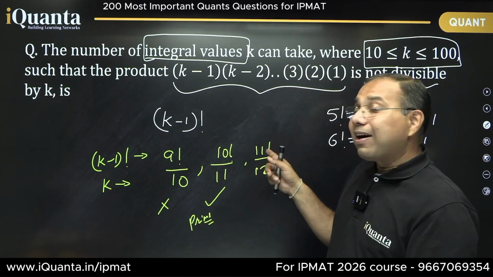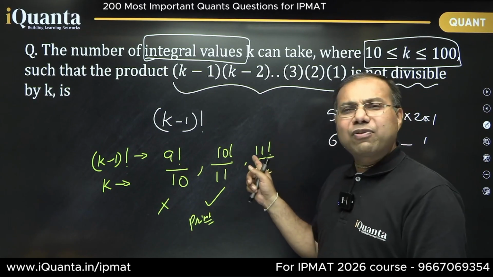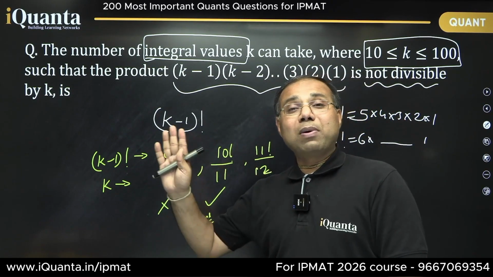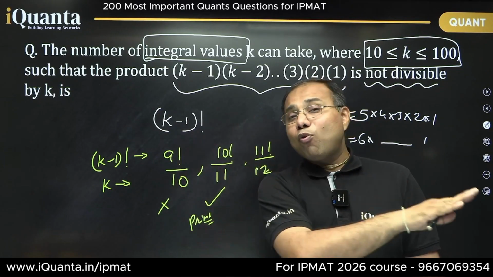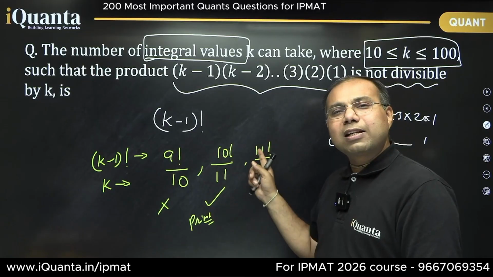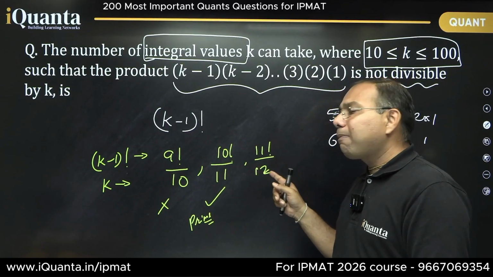And 4 divides 11 factorial. 3 also divides 11 factorial, because 11 factorial is a product of the numbers starting from 11, then 10, then 9 up to 1, right? Going down up to 1. So that product contains 4 as well as 3. So this product is divisible by 12.